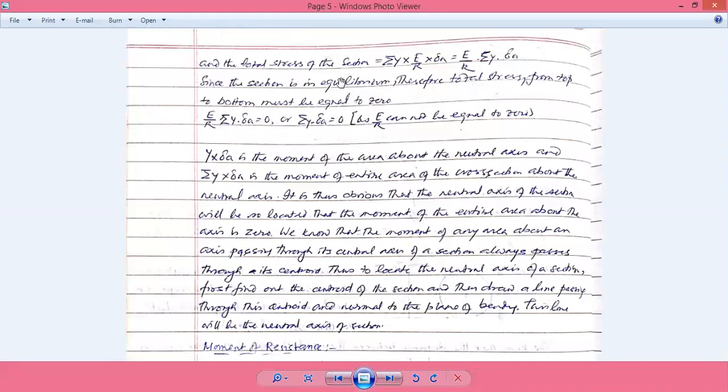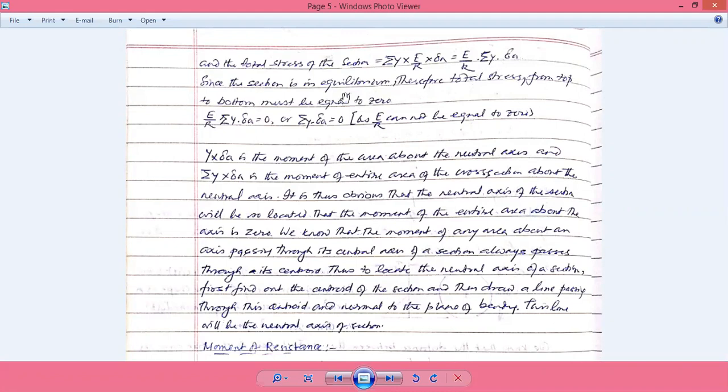If we go through the full section, through each individual layer, and add the forces acting over each individual layer, the total force becomes the summation of y E by R into delta A, which is equal to E by R, which we bring outside because E by R is always constant, multiplied by the summation of y delta A. This is the summation of the distances of all fibers from the central axis multiplied by the areas of all fibers. This is the total force on the section itself.